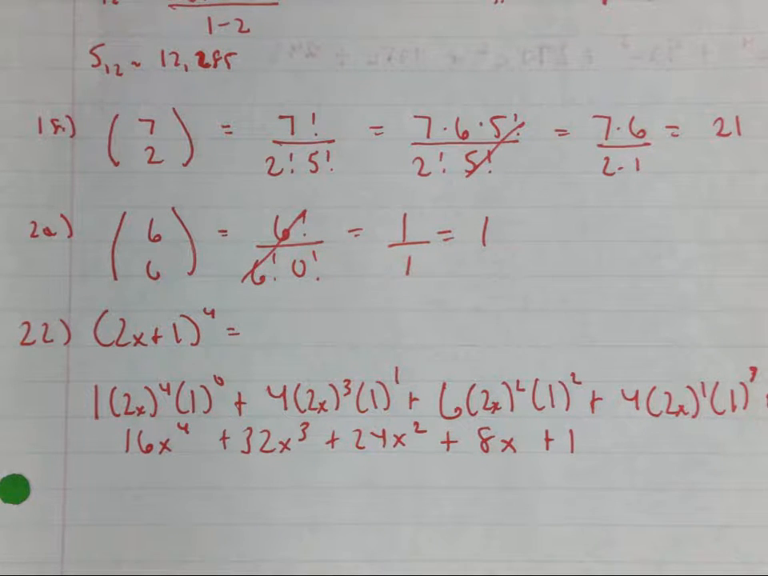I'm going to go 7 times 6 times 5. I'm going to stop at 5 because those 5s can cancel out. So I have 7 times 6 is 42. 2 times 1 is 2. 42 divided by 2 is 21.